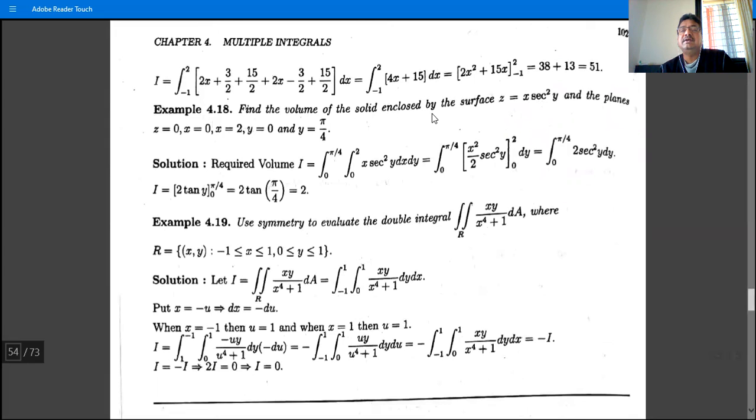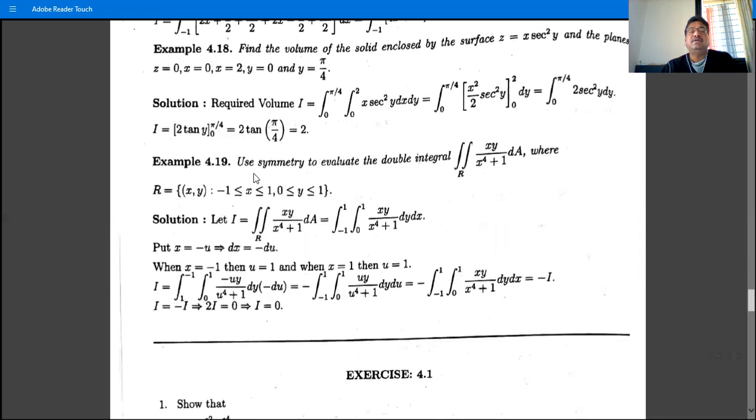Find the volume of the solid enclosed by surface z is equal to, so the value of z is given. Again the formula is what? Volume is double integration over R of z dA. So z is this, x square y, dx dy, and x runs from 0 to 2 and y runs from 0 to pi by 4. So write dx first, then dy, and then integration with respect to x, with the rest constant, integration of x is x square by 2, upper limit minus lower limit, and then integration of the y part is tan y. So we have the answer 2, tan pi by 4 is 1.